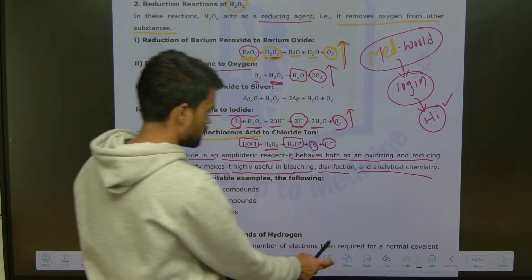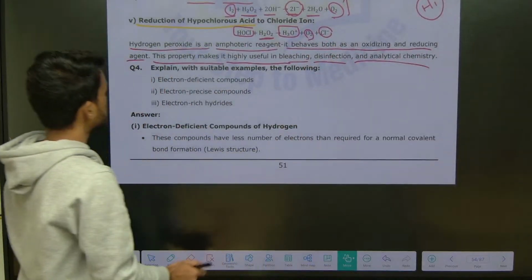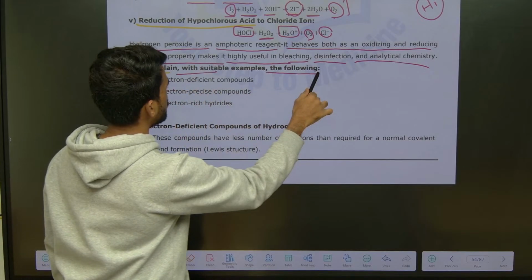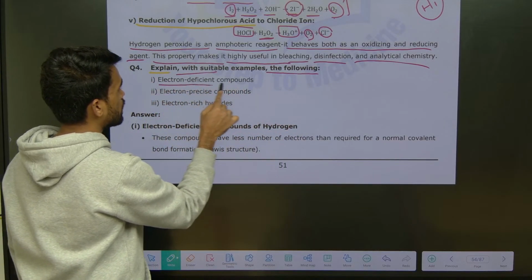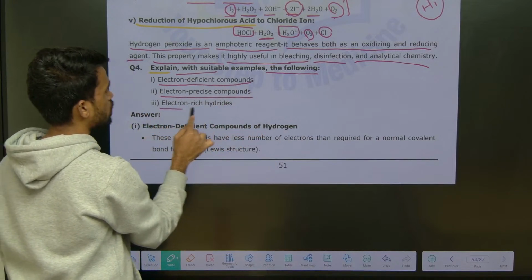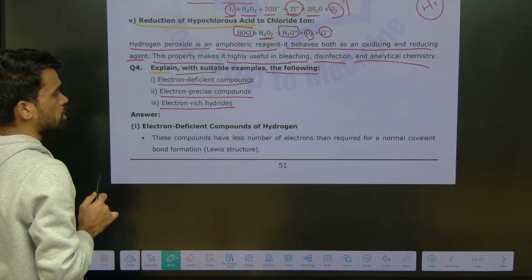Right, let us discuss a few more questions. Look here. Explain with suitable examples the following. First one: what is meant by electron deficient compounds, electron precise compounds, and electron rich hydrides?